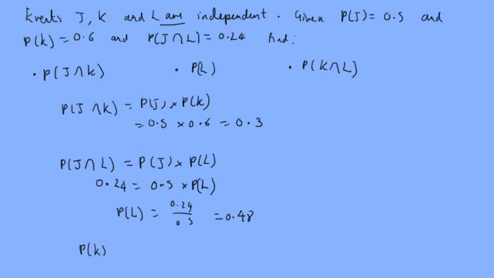And finally, we want to find the probability of K and L. So it's the probability of K times the probability of L. Probability of K is 0.6 times the probability of L, which we've just worked out is 0.48. So that gives 0.288.